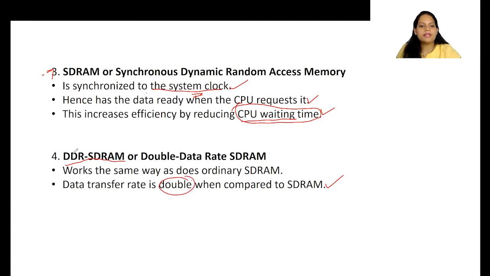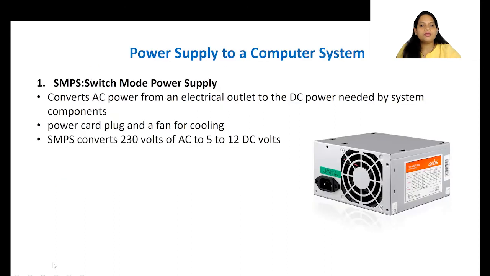Okay, it is double as its name says, which is double data. So because of that, it is faster than SDRAM. So this is all about our primary memory and types of RAM. So we learned about memory. What are the types of memory? Which are fast, which are slow, which takes more time, and all that stuff.